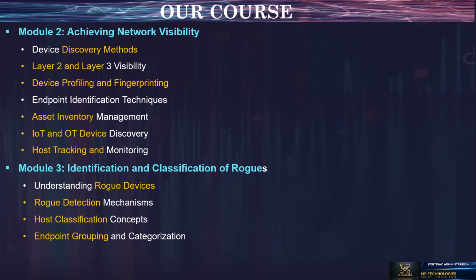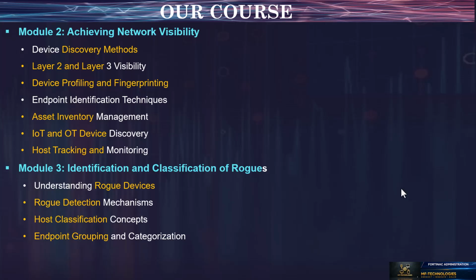In this module, we will explore the different device discovery methods supported by Fortinet, learning how Layer 2 and Layer 3 visibility work, understanding device profiling and fingerprinting techniques, and discovering how Fortinet automatically builds a complete inventory for a network access. We will also examine how Fortinet discovers IoT and OT devices, which are becoming increasingly common in enterprise and in industrial environments. By the end of these two modules, you will understand how Fortinet sees your network and why accurate visibility is the foundation of effective security.